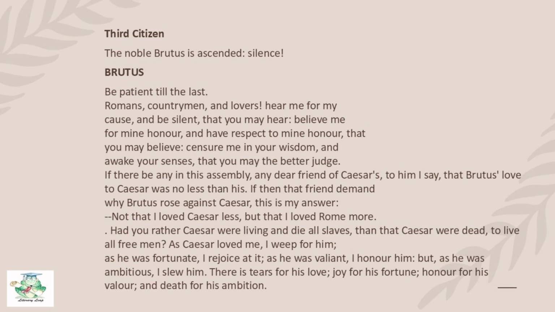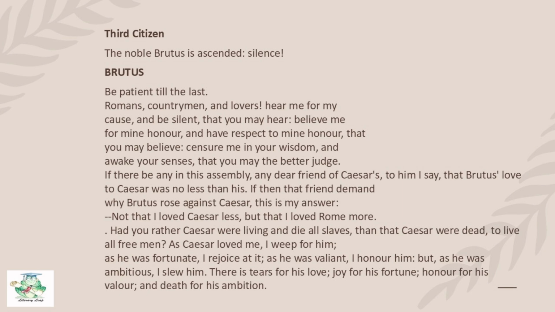Brutus now addresses the people of Rome after the assassination of Julius Caesar. Brutus here wants to explain his reasons for killing Caesar and persuade the people that he did it for the good of Rome, not out of personal hatred. So Brutus asks the crowd to be patient and listen to him fully before forming any opinions. He addresses the people by calling them "Romans, countrymen, and lovers," trying to appeal to their sense of patriotism and emotion. He asks them to listen to his reasons carefully.